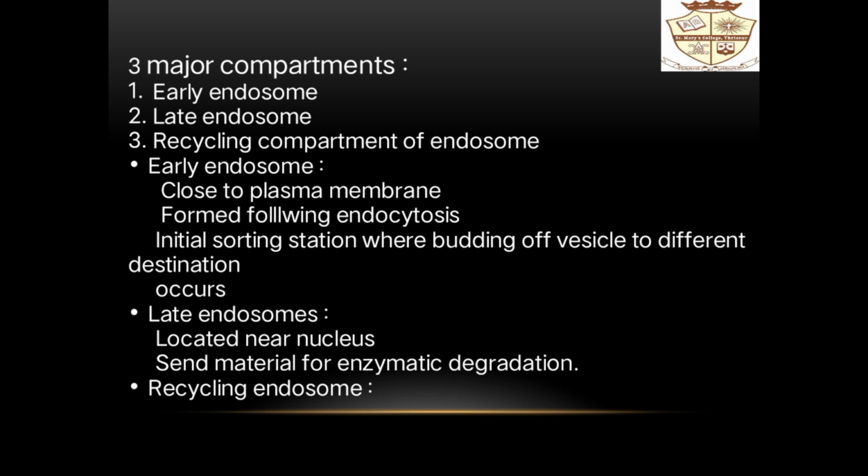Early endosomes are seen close to the plasma membrane and are formed following endocytosis. It is an initial sorting station where budding of vesicles to different destinations occurs. Late endosomes are located near the nucleus and send material for enzymatic degradation. And the last is the recycling endosome.